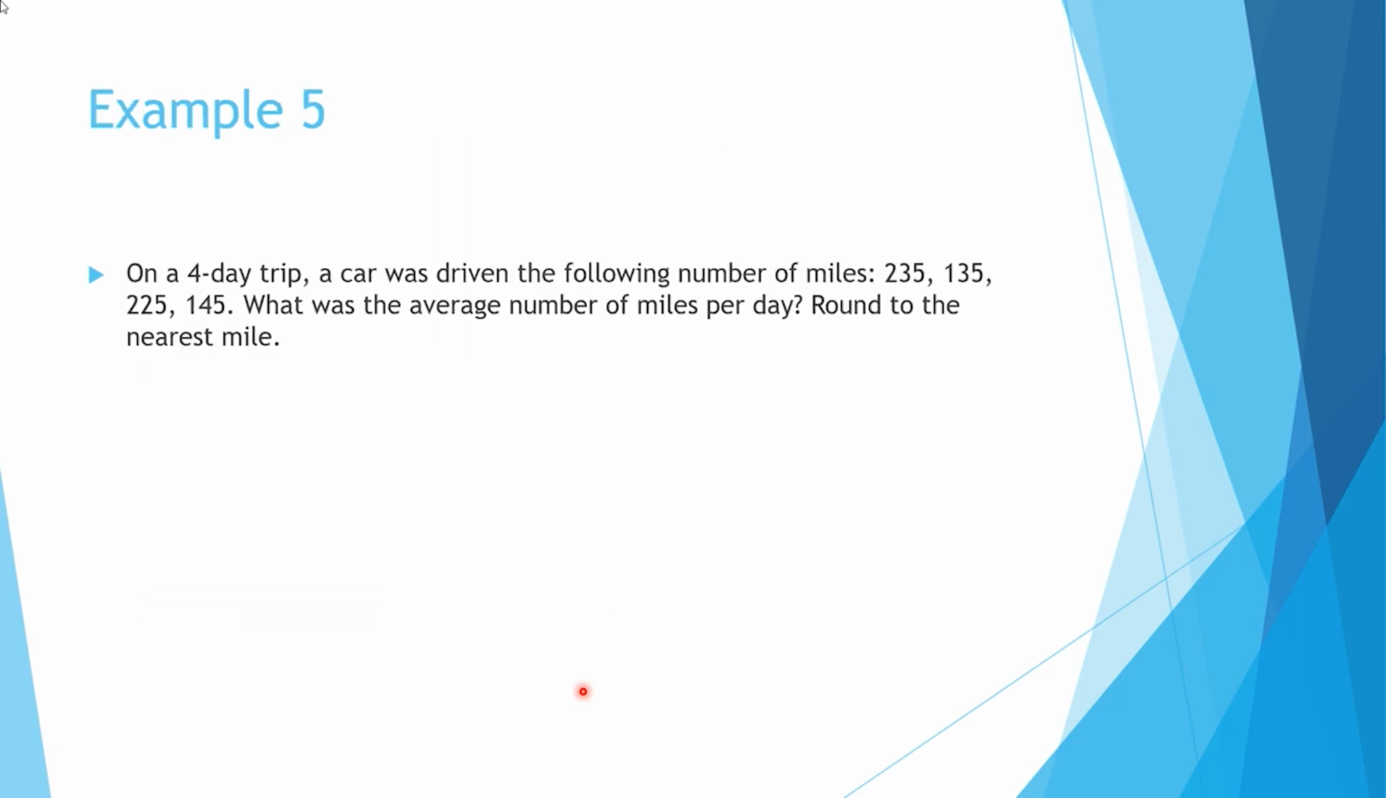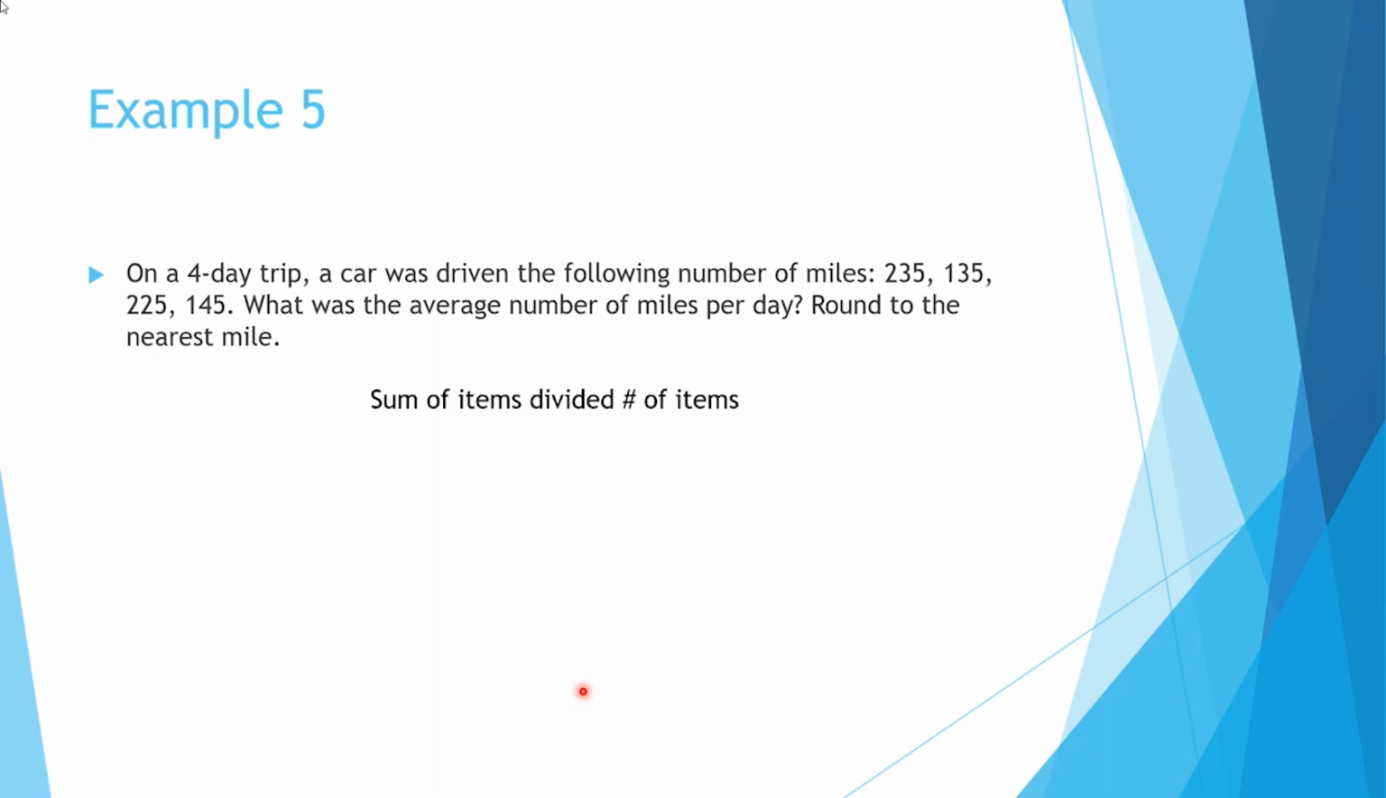All right, so now let's calculate an average, or the mean. On a 4-day trip, a car was driven the following number of miles: 235, 135, 225, and 145. What was the average number of miles per day? Round to the nearest mile.